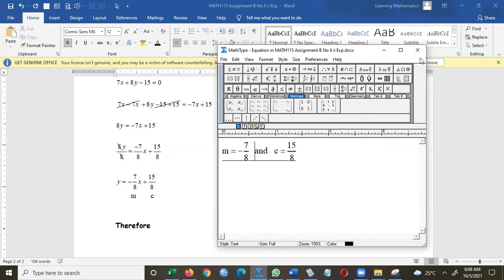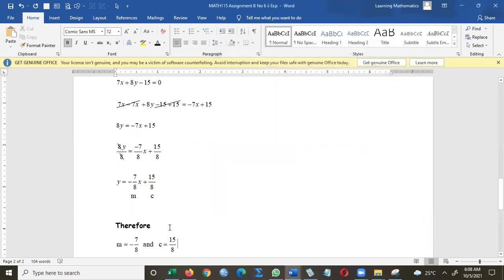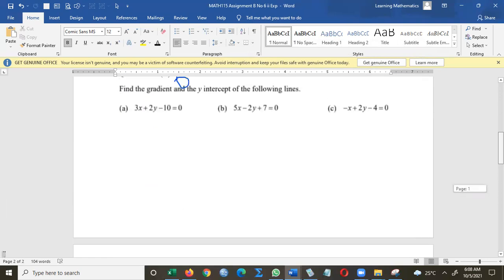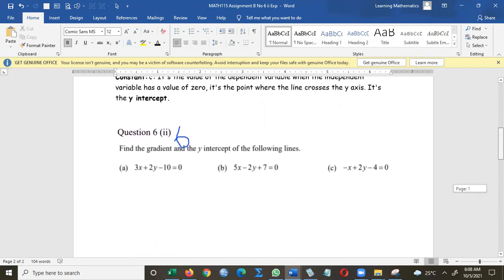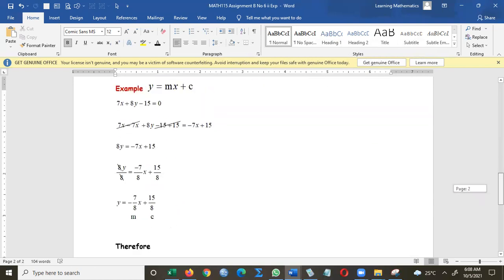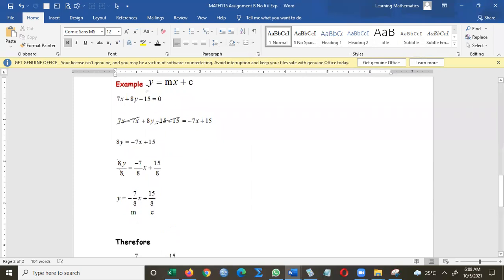So the whole idea is to rearrange the equation so that y is made the subject, and that's how you can identify what is the gradient and what is the y-intercept. What if you have an example like part B? There's one example like part B. So that's example A. We can call that example A. And let's do an example B.